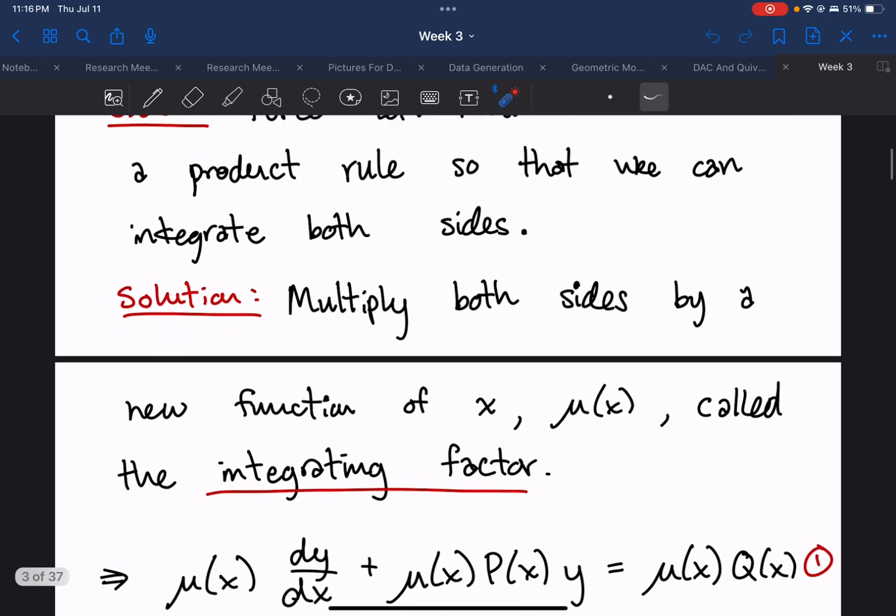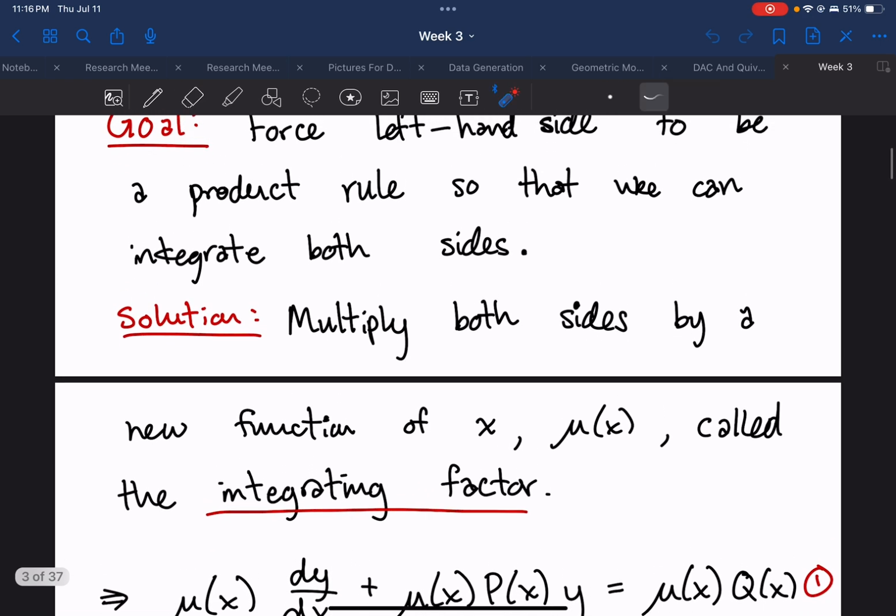So the solution is we're going to multiply through by this new function, mu of x, which is called the integrating factor, right? So this method of solving linear equations is called, unsurprisingly, the method of the integrating factor. And the integrating factor is mu, right?